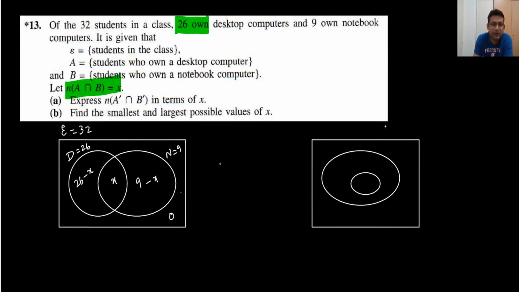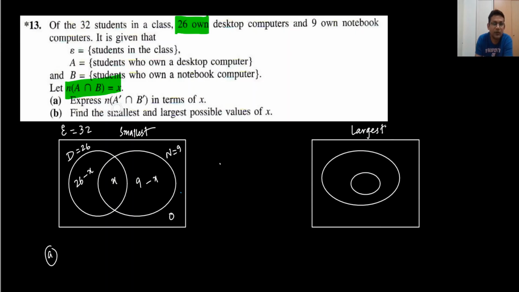Small value is okay. This is for the smallest value, and this is for the largest value. This diagram is fixed. We cannot change it. Okay, I'm moving to small, but going to A part first. A part, find this in terms of X. So A complement intersection B complement.